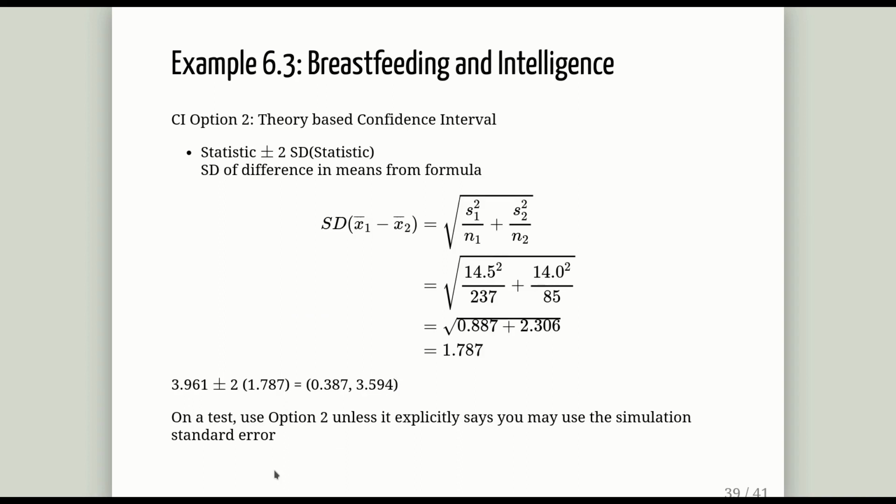On the test, on the quizzes, use option 2, calculate the standard error, use the formula unless you're explicitly told to use the simulation standard error. The reason for that is so that I know that you can calculate that standard error, and also so that everybody gets the same answer.